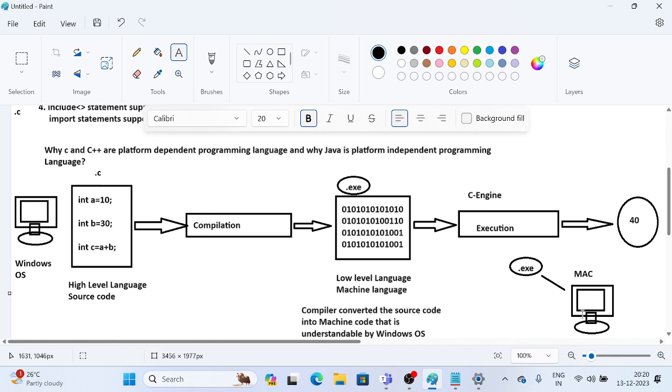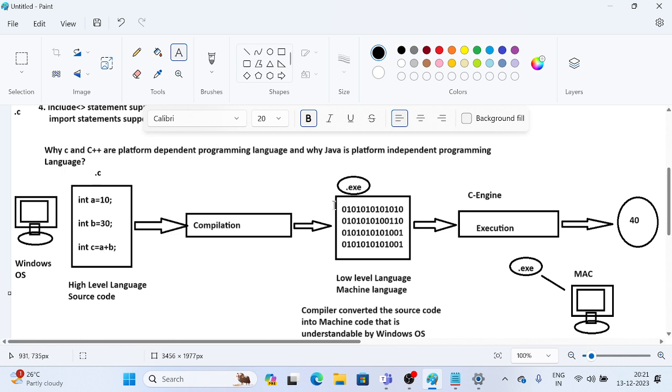the execution, it will not be completed, because the machine language created with the help of the Windows operating system is not going to be supported in the Mac operating system. Mac OS will not understand this language, because it is specific to the Windows operating system. So I cannot transfer this .exe file to my friend over the network. He cannot perform the execution or reproduce the same output. That is a drawback with C and C++.